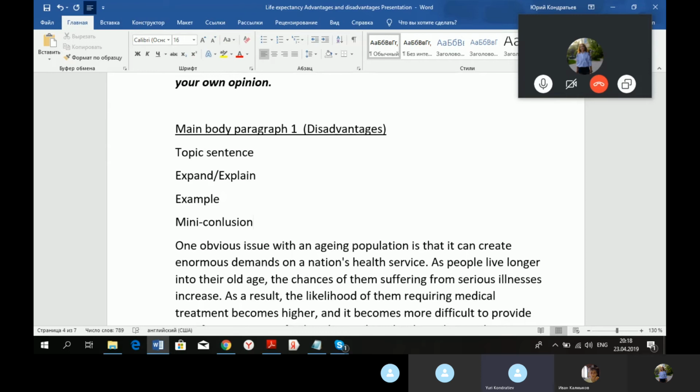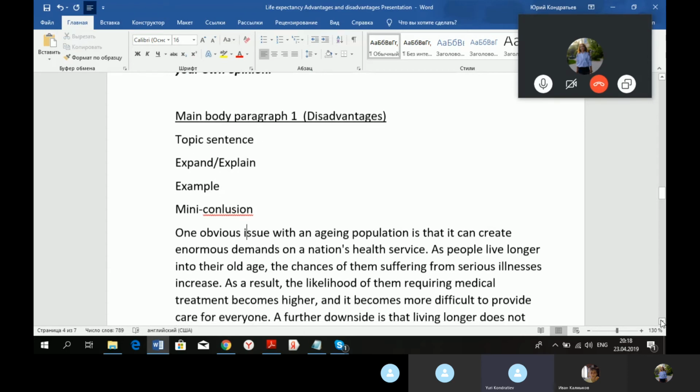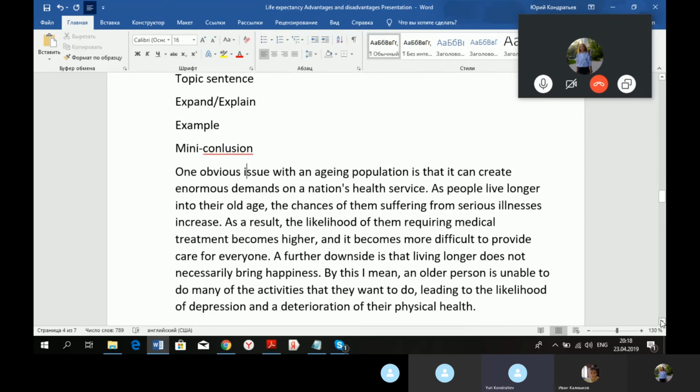This is not the only possible way. You can also give alternatives. You can include consequences instead of conclusions. So all different types of structures are possible, but this is a very easy structure to follow. Okay, so here is my example. One obvious issue. Issue means like a problem or disadvantage. One obvious issue with an aging population is that it can create enormous demands on a nation's health service.